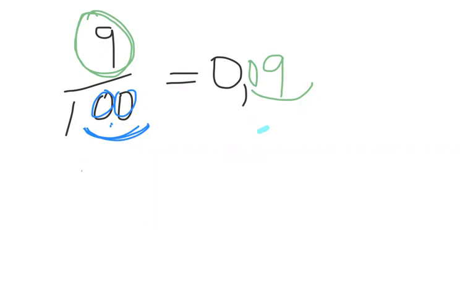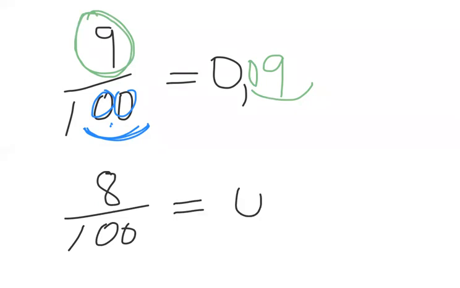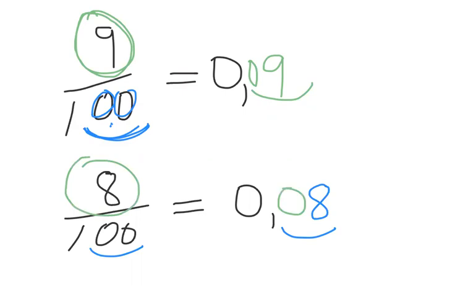So let's just show you another example. 8 divided by 100 will not be 0.8, because there's 100 and we need 2 numbers there. So the answer is, the 8 is correct, but because there's only 1 number here on top, we're going to put the 0 there. 0 must always be in front of the 8. So that is how you do that.